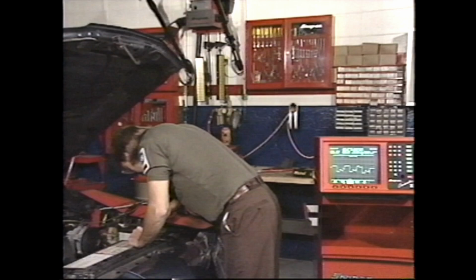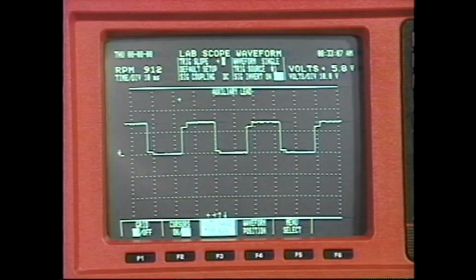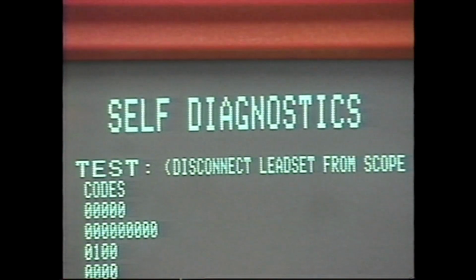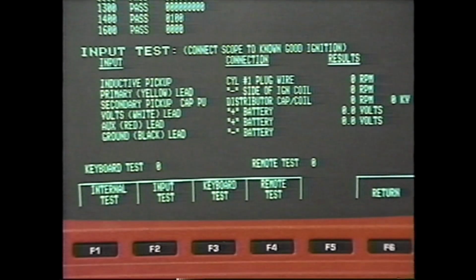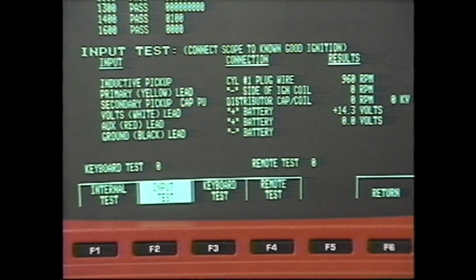Be sure the lead set connections are correct and the signal you're getting from the engine is a good one. Don't use any test information that's erroneous, that might cause misdiagnosis and lead to faulty repairs or adjustments. Use the scope's self-diagnostic capabilities to check the continuity of the lead set, to test the scope's internal circuitry, and to verify that the keyboard is operating properly.